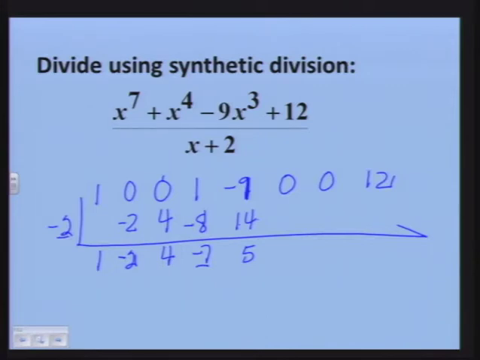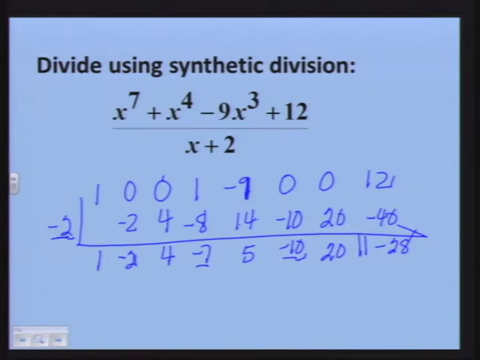5 times negative 2 is negative 10. Add, and I have a negative 10. Negative 2 times negative 10 gives me 20. Add, and I have a 20. Negative 2 times 20 gives me negative 40. And I add and get negative 28.